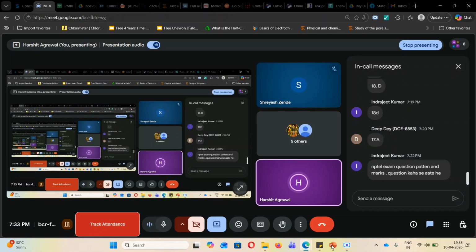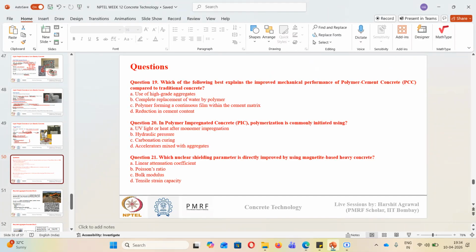Pattern, I guess generally it is an objective paper only, or it can be subjective small questions. The questions that you see in assignments, the same type of questions can come. And for marking and all, you need to ask the NPTEL team how many marks there are for that paper. Right now, just try to answer the questions quickly.